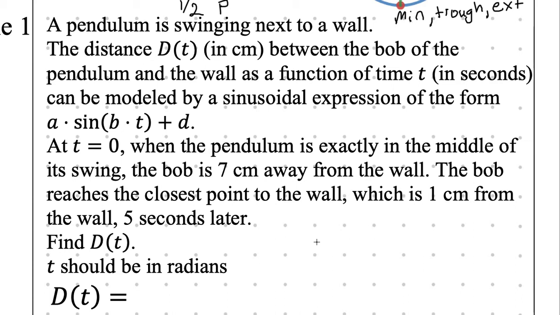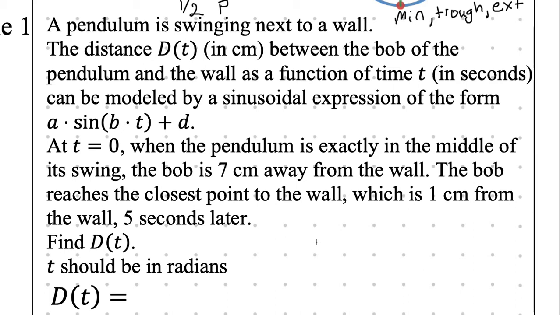So my fist is directly straight down when I begin at time equal to 0. So this is my starting position, my y-intercept, right? Then I'm going to be swinging it. I know that at the middle, this is the middle, this is an extrema, this is an extrema. So at the middle, I'm 7 centimeters away from the wall. So my y-intercept is 7, right? 7 centimeters away from the wall, and I'm going to reach the closest point to the wall, 1 centimeter away, 5 seconds later.